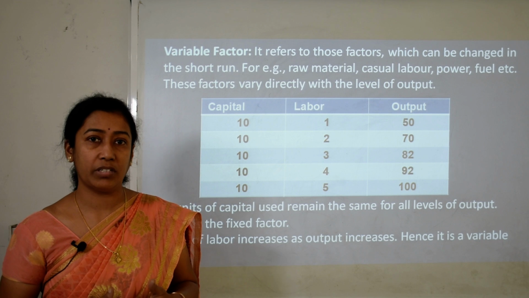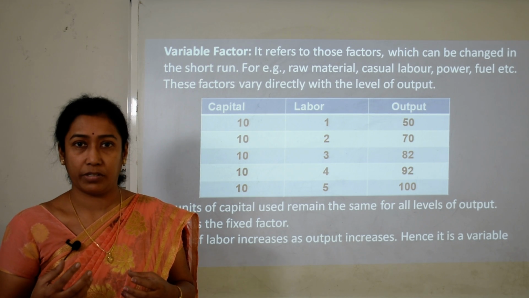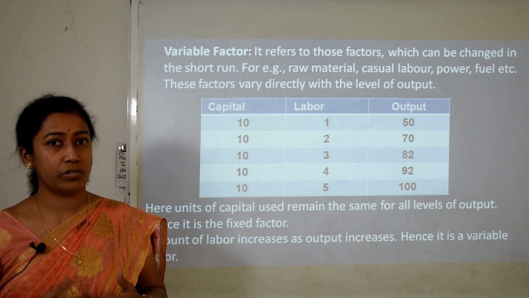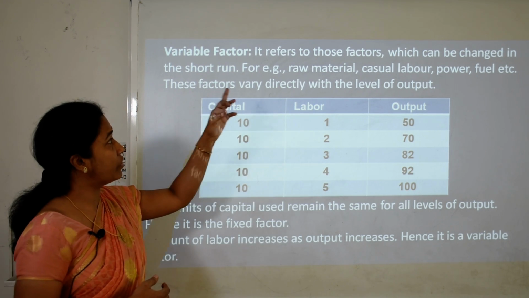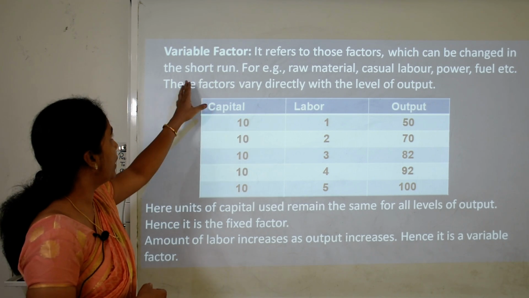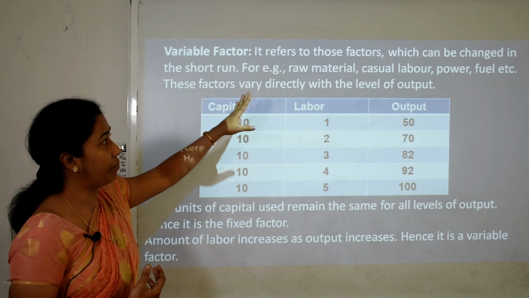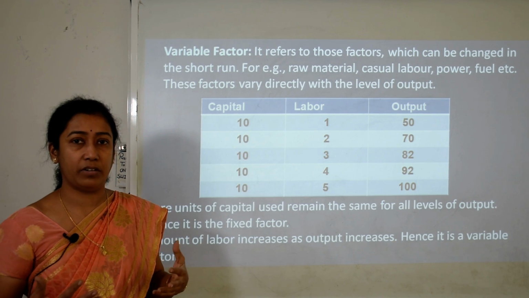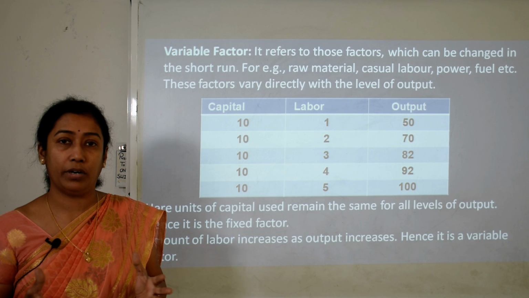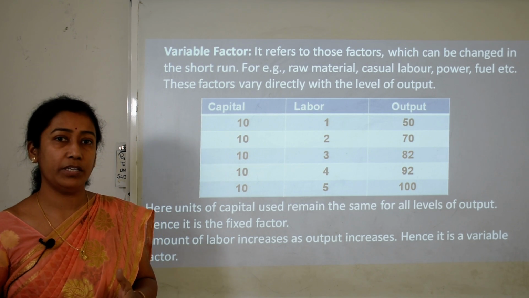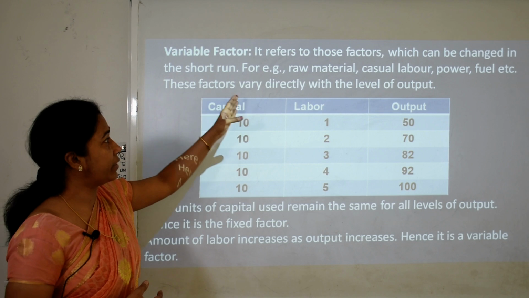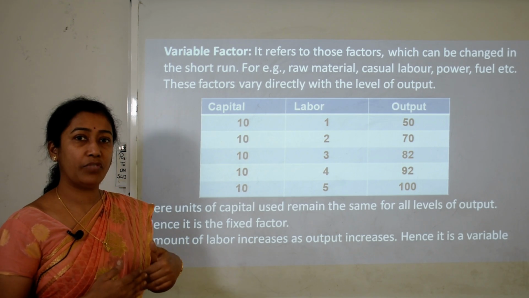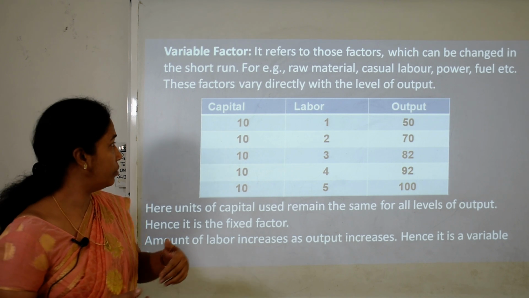Now moving to the second topic, that is the variable factor. As the name suggests, variable means there are certain variations. That means these factors can be changed in the short run and also in the long run. So it refers to those factors which can be changed in the short run or short time period. For example, raw materials, casual labor, power, fuel, etc. These are called variable factors, which can be changed in a short time period. These factors vary, that is, they change directly with the level of output. As the level of output increases, these factors will also change.